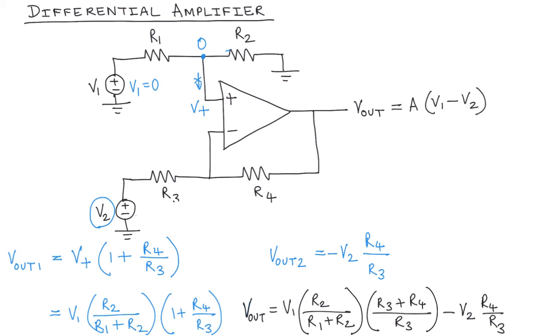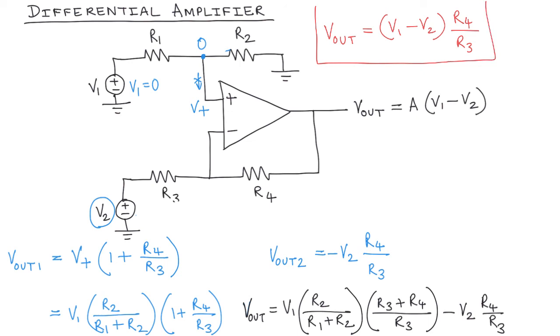Now if we assume that the ratio R4 over R3 is the same as the ratio R2 over R1, then the output is simply going to be V out equals (V1 minus V2) times R4 over R3. And that's the output of the differential amplifier, and therefore the gain of the differential amplifier is R4 over R3.